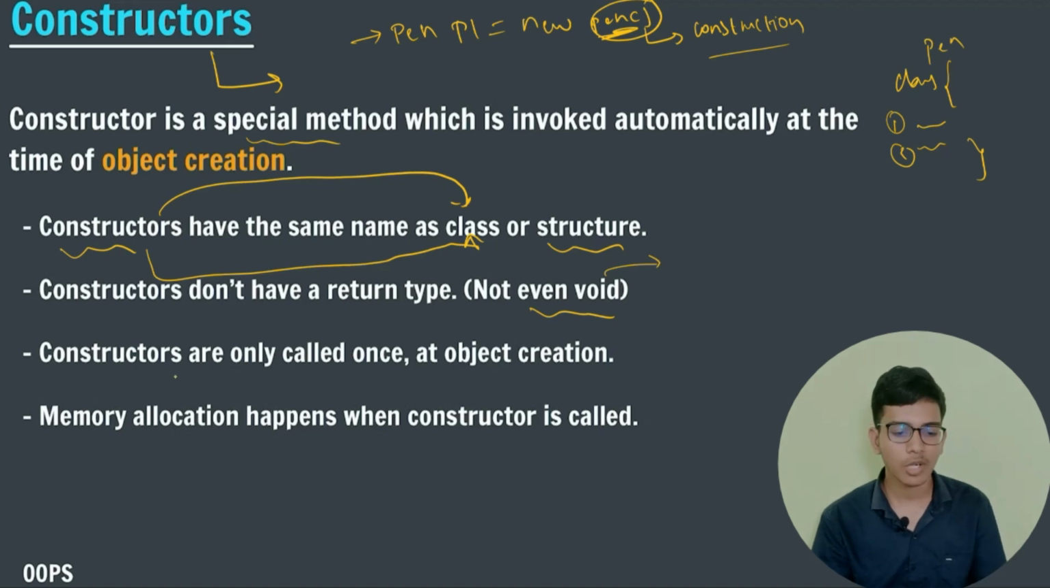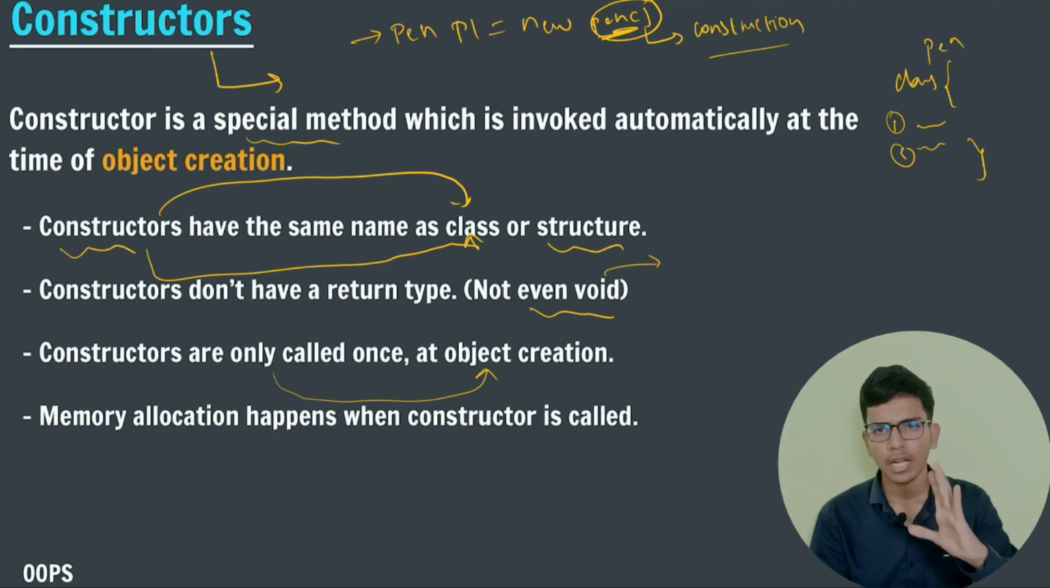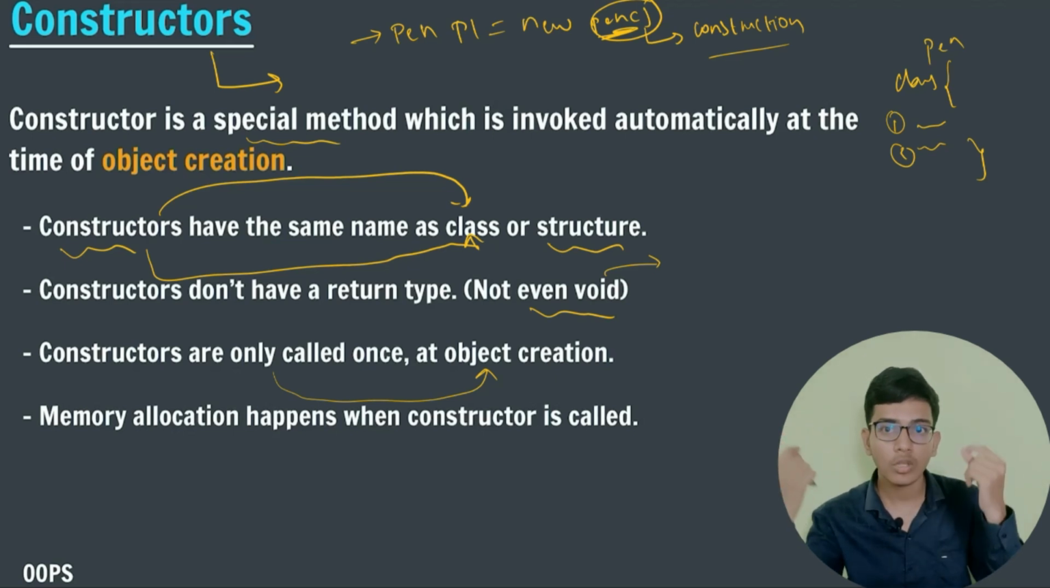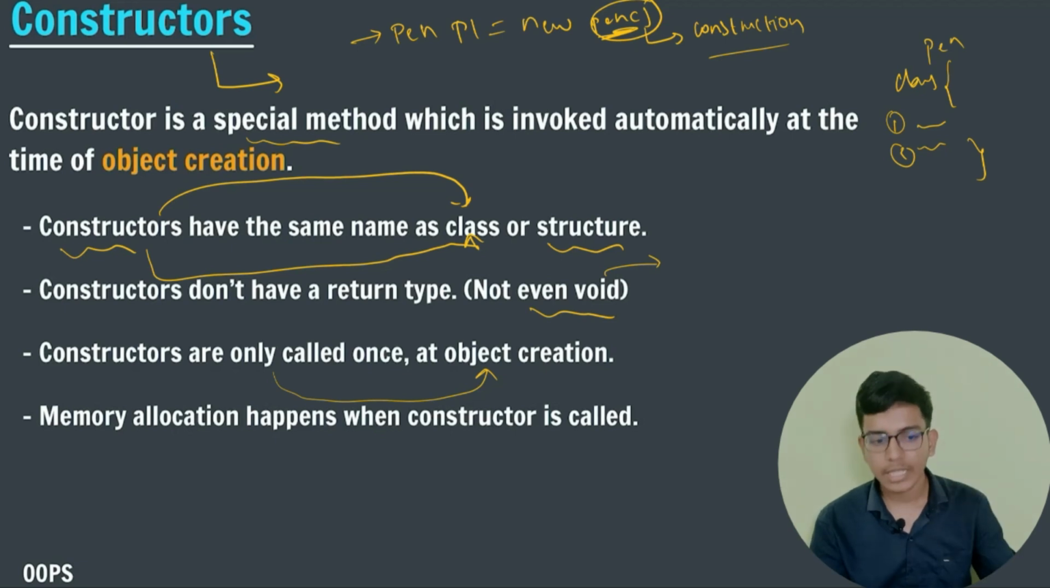The third property is that a constructor is only called once, at object creation. So at object creation we call our constructors. After that memory allocation happens. I told you that a class doesn't hold any memory. When we create the object, then and only then is the memory allocated. Similarly, when the constructor is called, then and only then is the object memory formed.